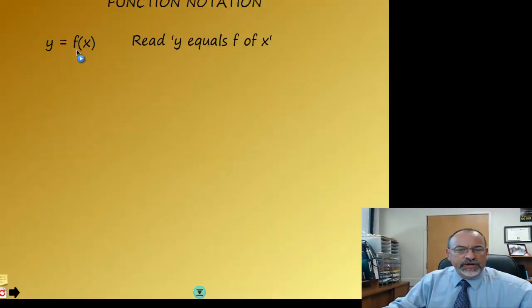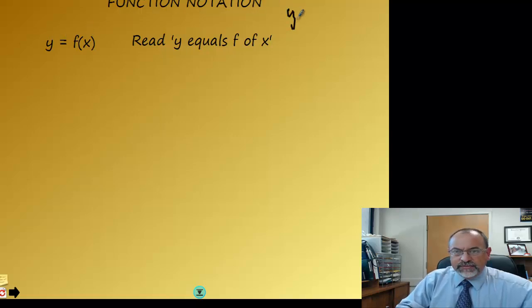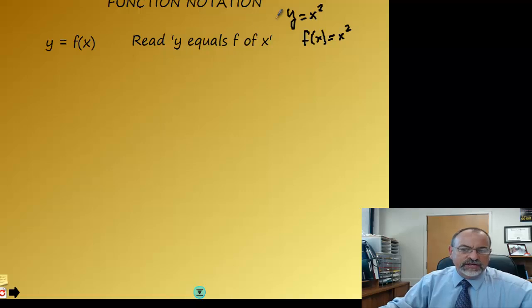Function notation. We're going to use this notation here, read f of x. So here this is y equals f of x, meaning y is going to be replaced by f of x. So rather than having y equals x squared as our function, we're going to use f of x equals x squared. And there's no difference between the two. The y is simply being replaced with f of x. It's not a multiplication problem. It's not something weird. This is just taking the place of y. It's a function notation. It's a way of notating different functions.